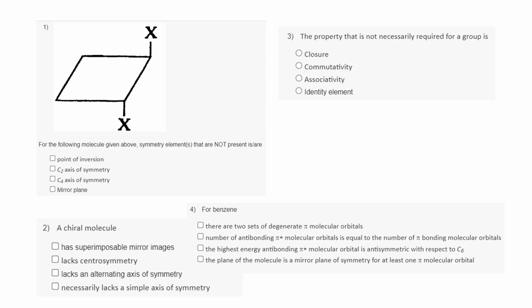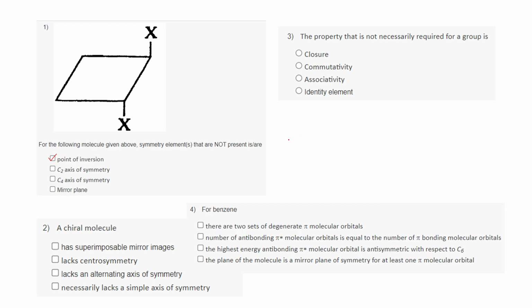Is it point of inversion? Point of inversion, you are correct. Point of inversion is not here. And what can be the other? What do you think? Is there any C2 axis of symmetry? Yes, that is also not there. Why do you think so?